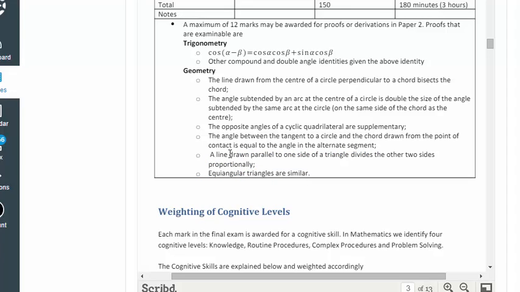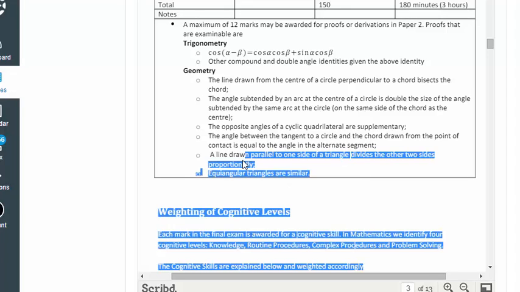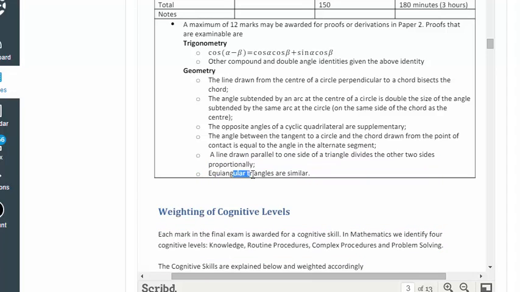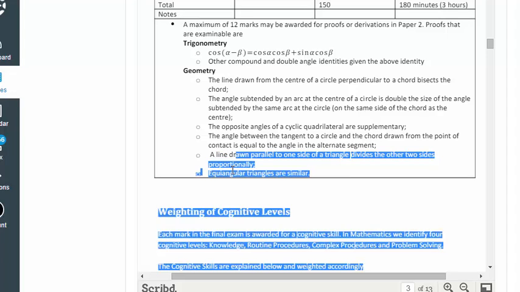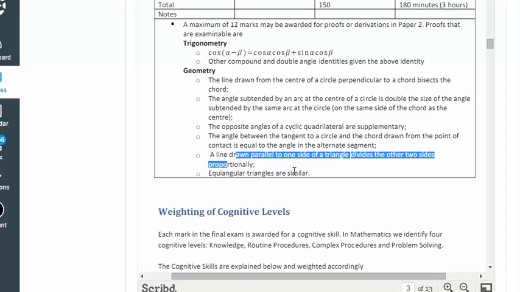A line drawn parallel to one side of a triangle divides the other 2 sides proportionally. We'll look at that one, and then this one: equiangular triangles are similar. That look tells me you've never heard that theorem. That's fine. Hopefully you get to understand what they are by the end of the lesson.